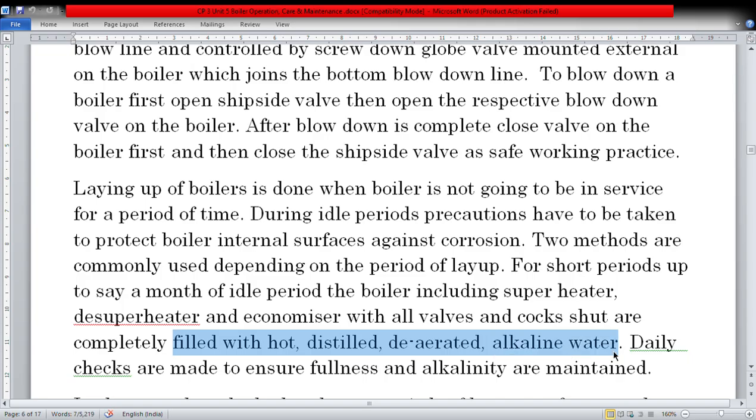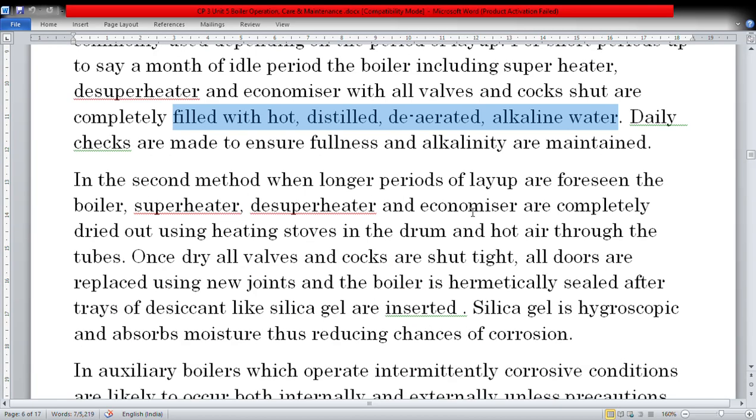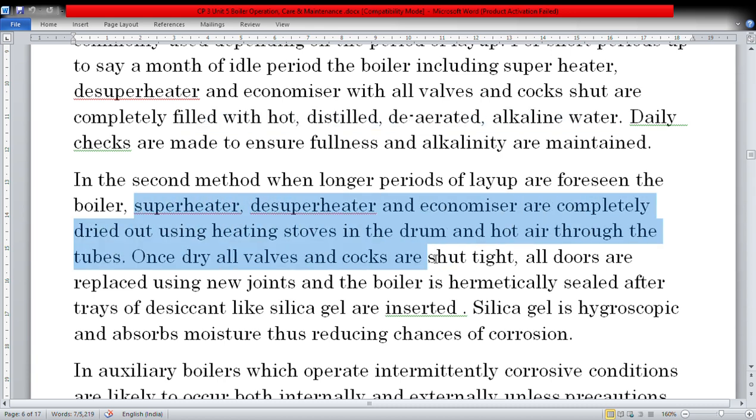So in dry dock, if you are going for maybe a month, that is what we are doing. Daily checks are made to ensure fullness and alkalinity are maintained. In the second method, when longer periods of layup are foreseen, the boiler, superheater, desuperheater and economizer are completely dried out using a heating stove in the drum and hot air through the tubes. So if it is for one month, then it has to be completely filled in this condition, and if it is for more than a month, then the superheater, desuperheater and economizer are completely dried out, with a heating stove in the drum and hot air through the tubes.